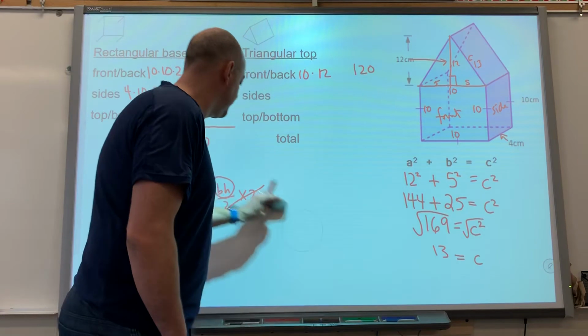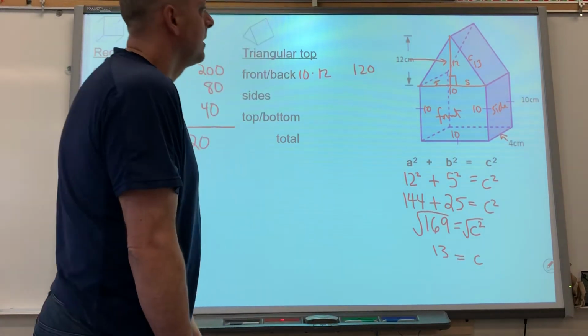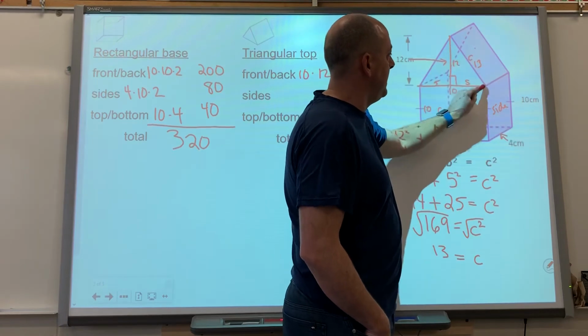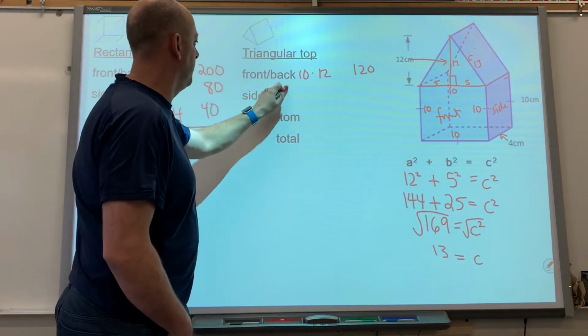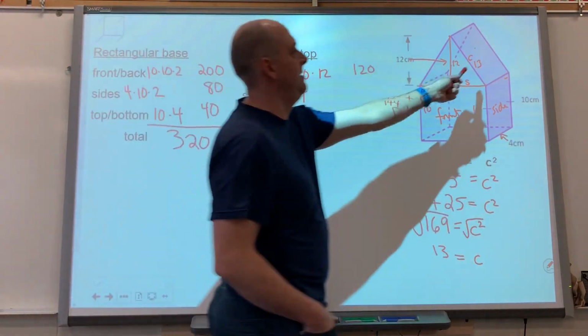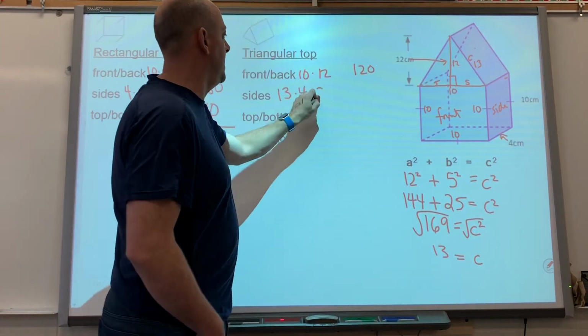The sides, if you look at the sides, are right here. They are 13 by 4, which is 52, and there's 2 of them. There's this side, and then there's that side. So times 2 is 104.